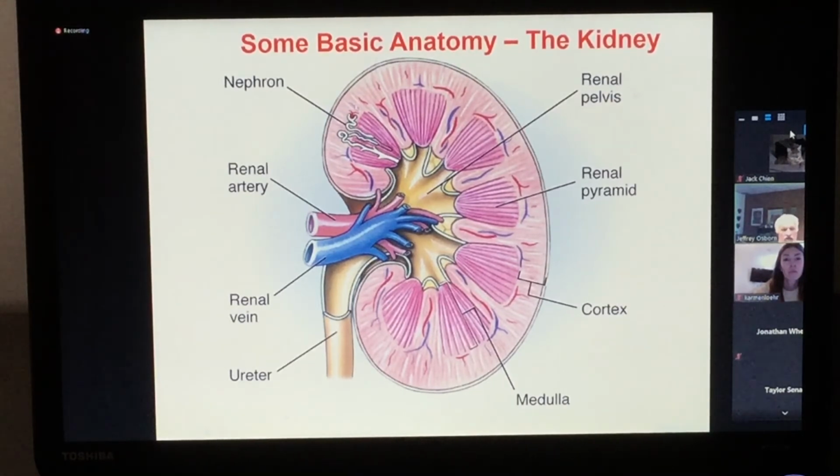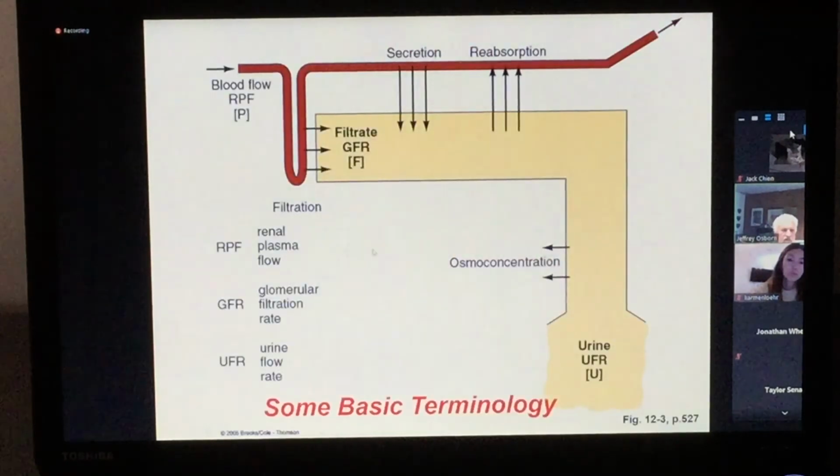So you can see now the cortex on the outside of the kidney and the medulla, which is the deep portion of these renal pyramids that extends down deep into the inner portions of the kidney, and they're responsible for the concentrating mechanism of the urine.